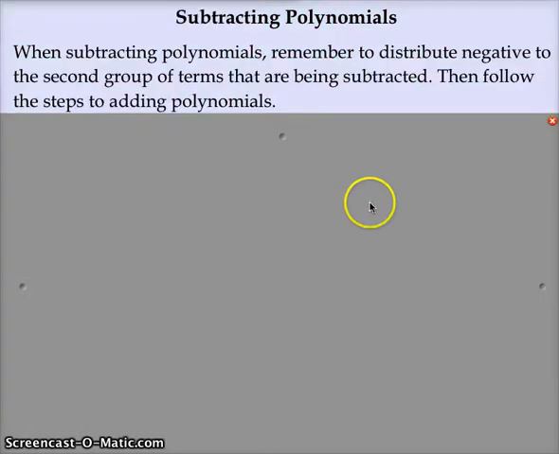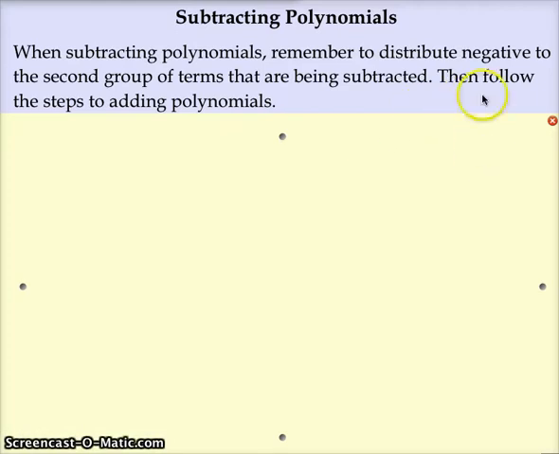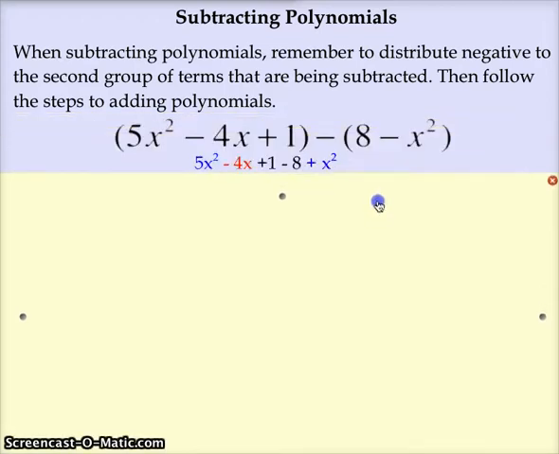Now let's talk about subtracting polynomials. This is a little bit different because when you subtract polynomials, you have to remember to distribute the negative sign because this definitely changes your answer. Then you can follow the steps for adding polynomials.